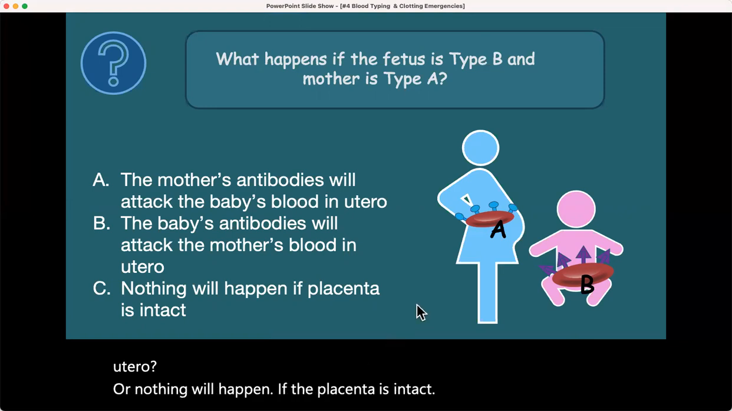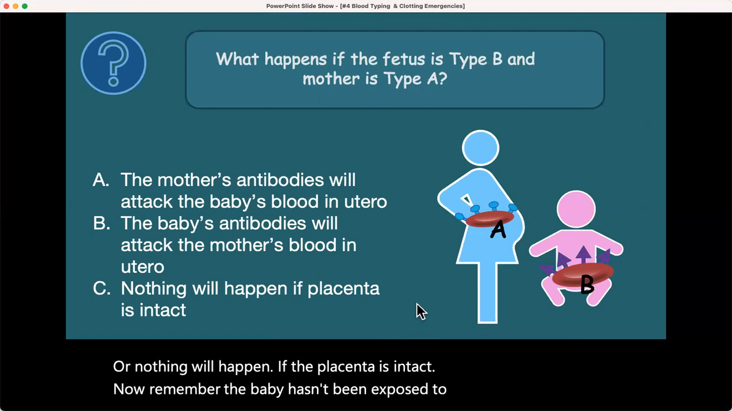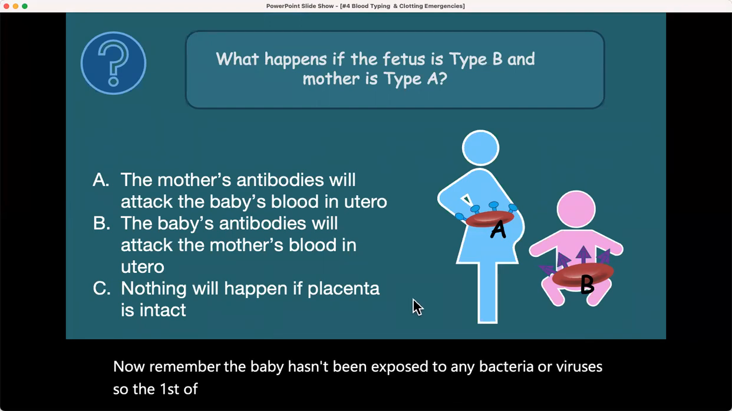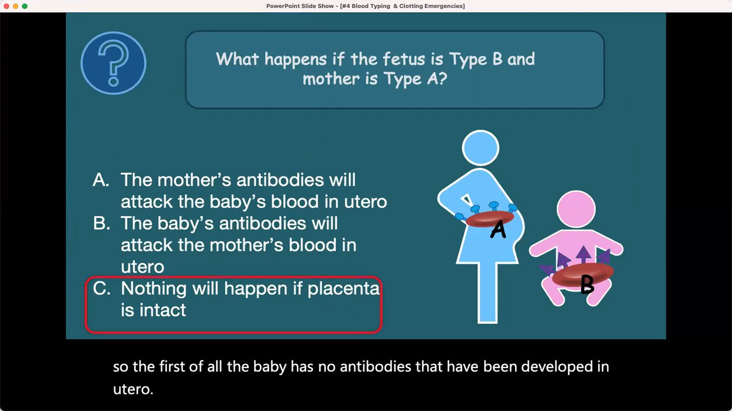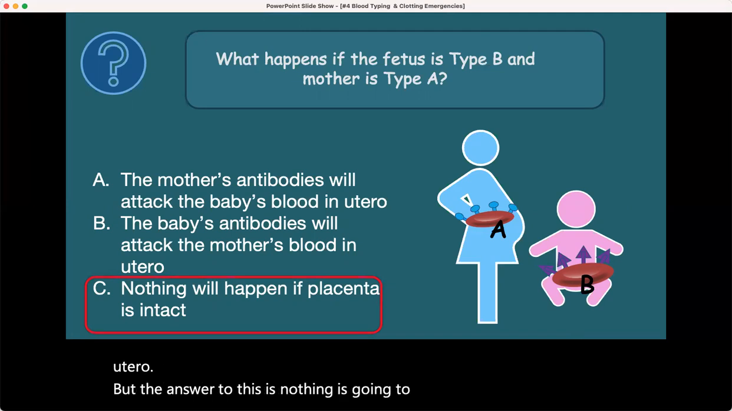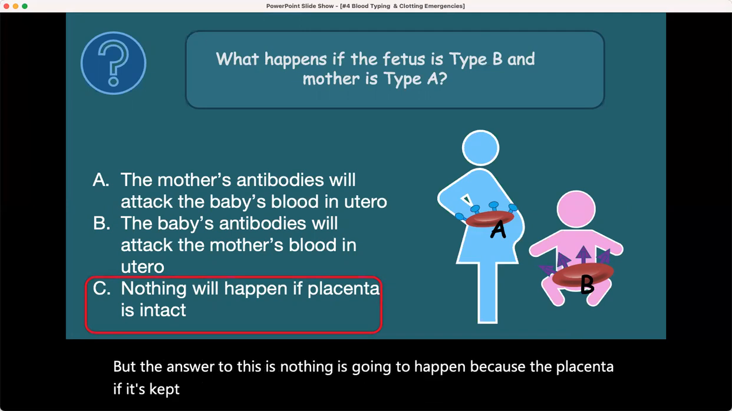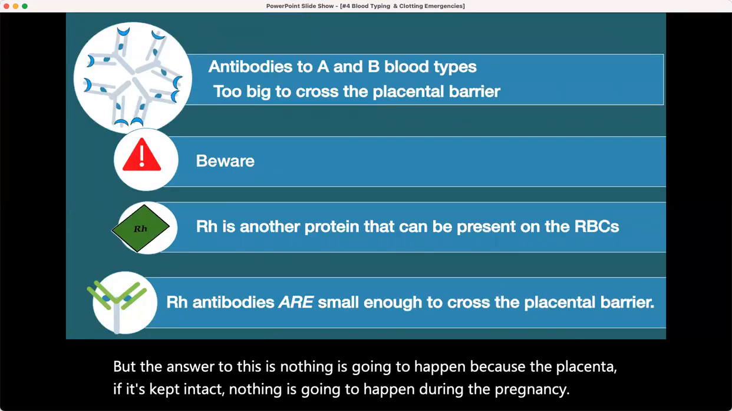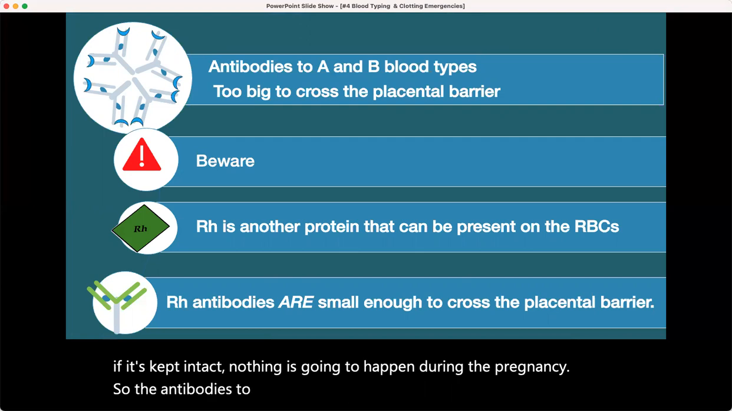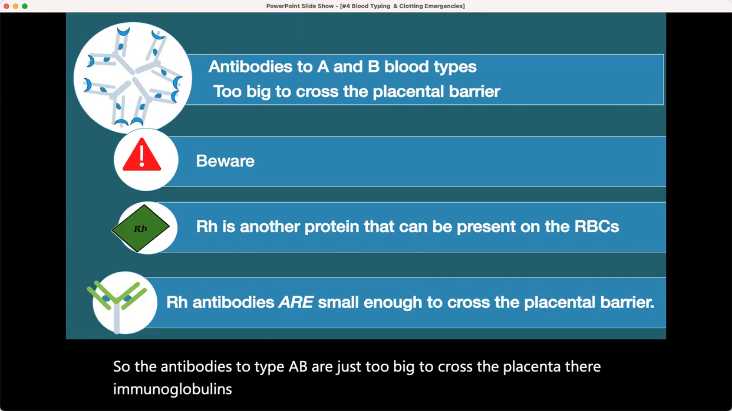Now remember, the baby hasn't been exposed to any bacteria or viruses. So first of all, the baby has no antibodies that have been developed in utero. But the answer is nothing's going to happen during the pregnancy, because the placenta, if it's kept intact, protects the baby. The antibodies to type A and B are just too big to cross the placenta. They're immunoglobulins that are too large, so they don't cross the barrier.